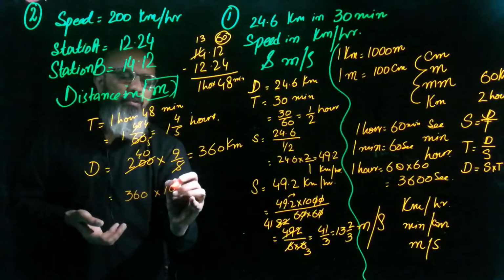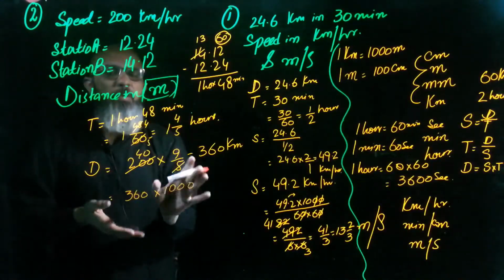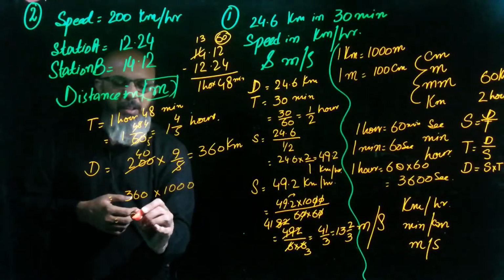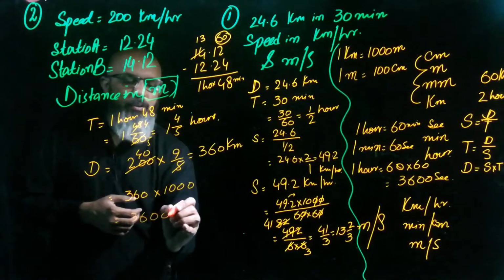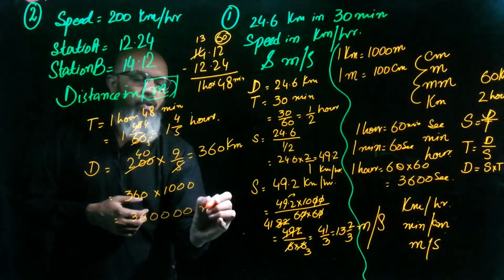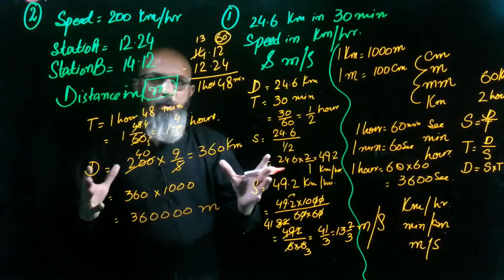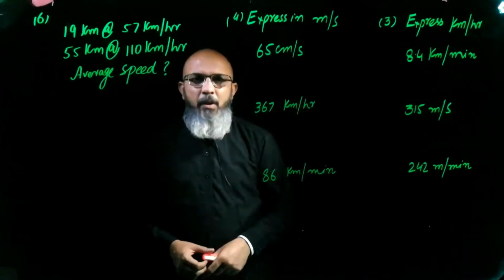360 into 1000. Why do we multiply by 1000? Because we have to find the answer in meters. So your answer is 360,000 meters. That is your required answer. So now move to the next questions.